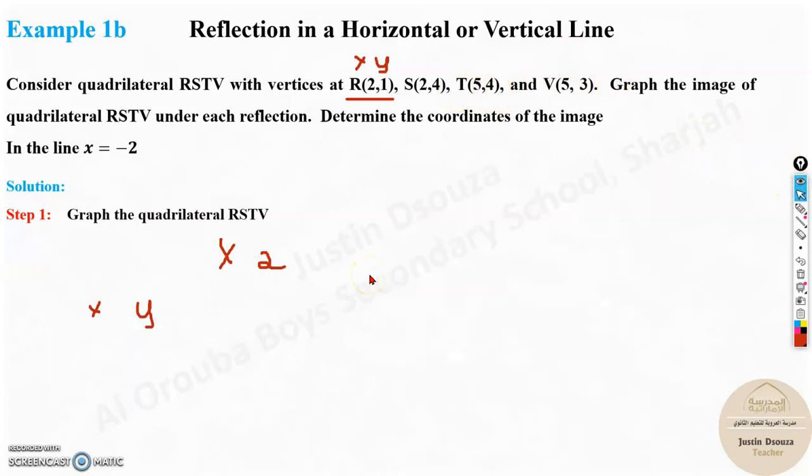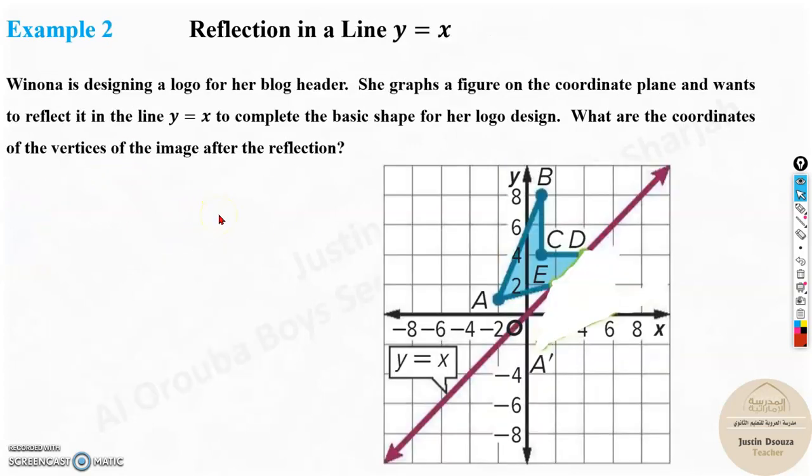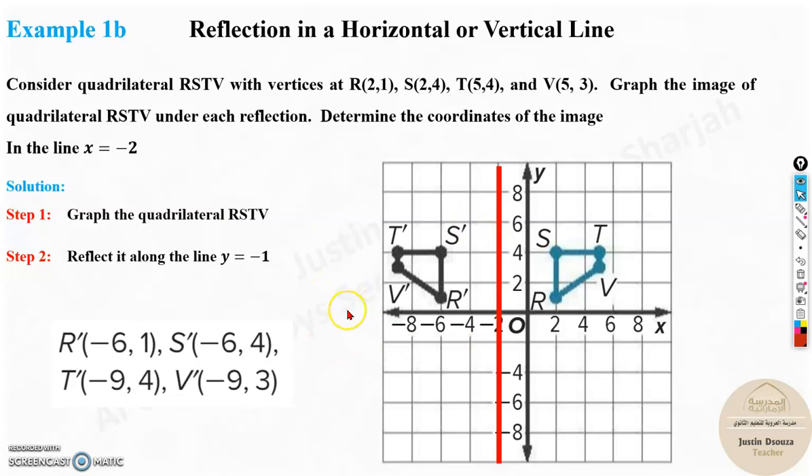Even in the previous case, if you see, let's just quickly go over here. What happened? X values were the same, only the Y value changed. Why? Because you're reflecting along the line Y is equal to minus 1. So this is how we solve it. I hope this is clear. In the next section, we will see reflection along the line y equals x.